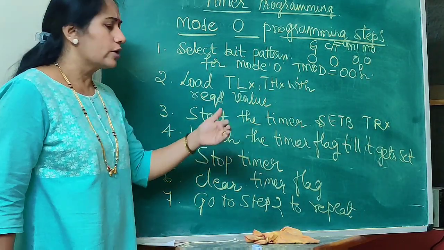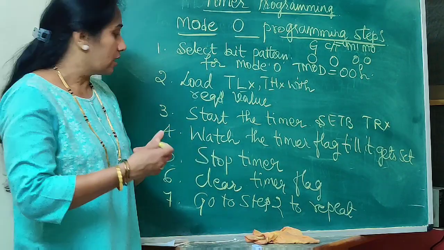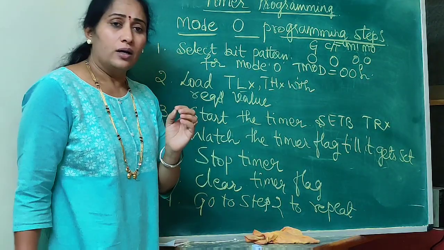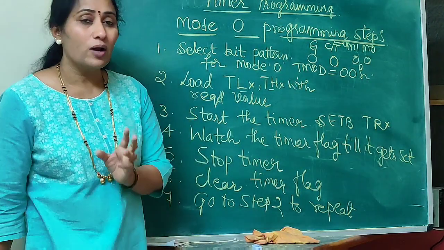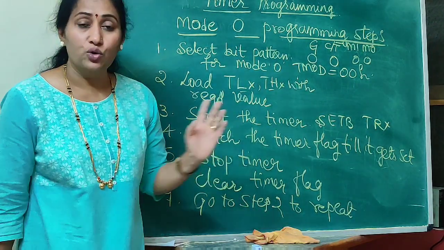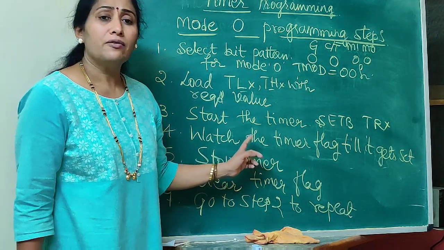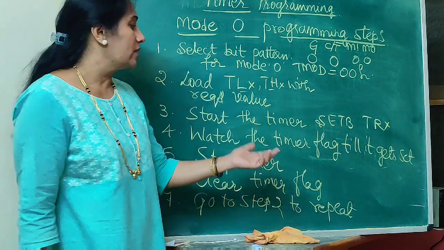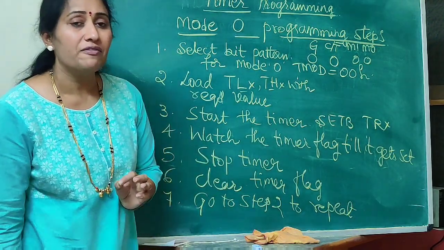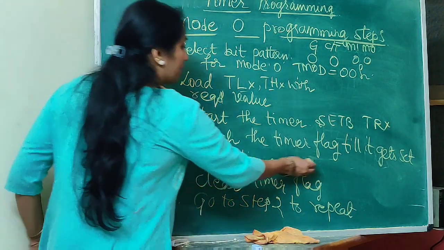Then what's going to happen? As and when the clock pulses come, the counting begins. So when we start the timer, what will the programmer do? The programmer has to watch the flag, doing nothing. The microcontroller or the user has to watch the flag till it gets set. Where is this particular flag? The flag, again, is in the TCON register. TFX.